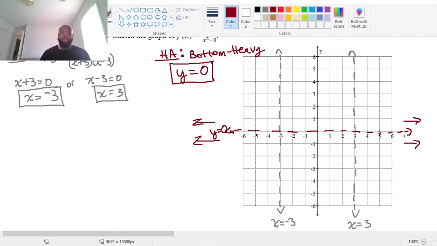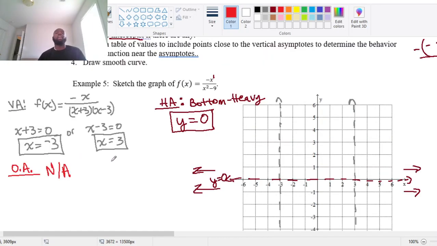And remember, oh, I didn't check about the oblique asymptote. Well, if you have a horizontal asymptote, you don't have an oblique asymptote. And you only have an oblique asymptote when it's top heavy, but only top heavy by 1 degree. The degree on your numerator is 1 larger than the degree in your denominator, and that's not the case in this example, so we don't have an oblique asymptote.